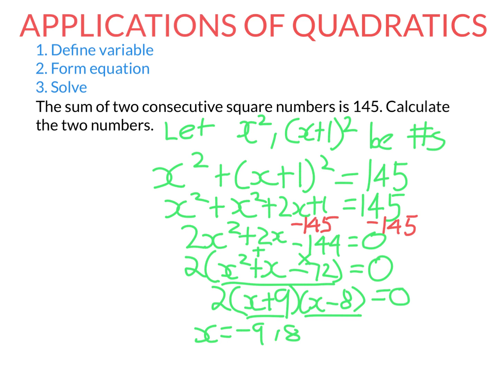So if x is negative 9, then x squared is 81, and x plus 1 squared, that'll be negative 8 squared, which is 64. If x equals 8, x squared is 8 squared, 64. This one will be 9 squared, 81. In either case, the two square numbers are 81 and 64. They are consecutive because this is 8 squared and 9 squared, and their sum is 145. All right, we're done. Let's look at another example.